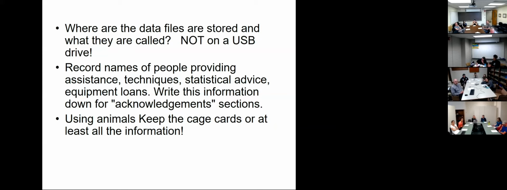Write it down. Okay. If you're using animals, you have a cage card that tells when the animal was born, how old it was, where the breeders were. You probably want to keep that cage card, or at least the information from the cage card. And that may be lab specific. Some labs want a lot more of that. Others want some of those things kept in a common location. So check with your PI. Ask.